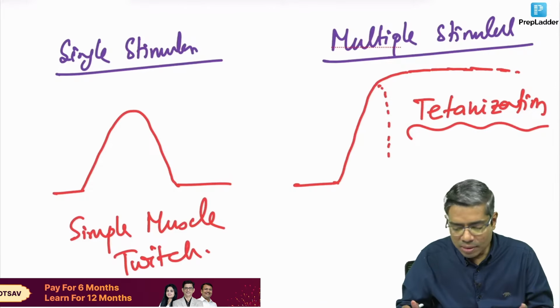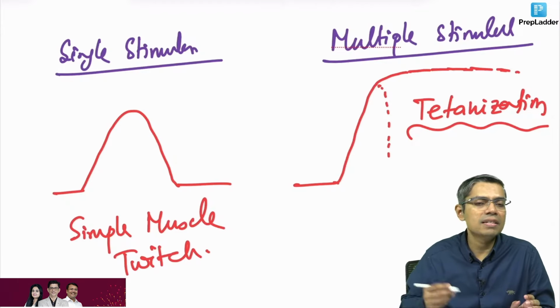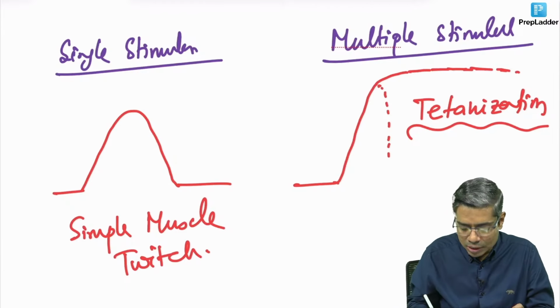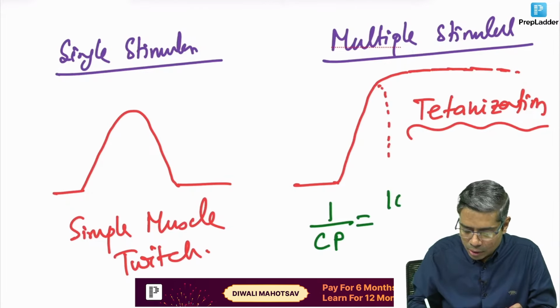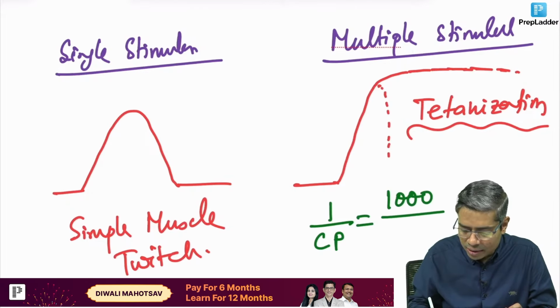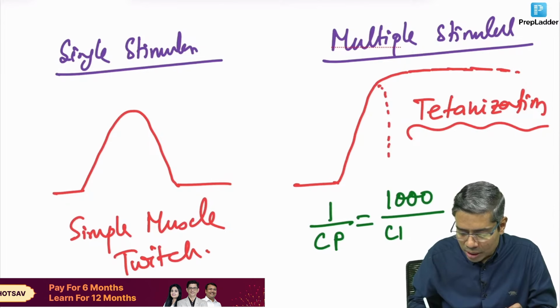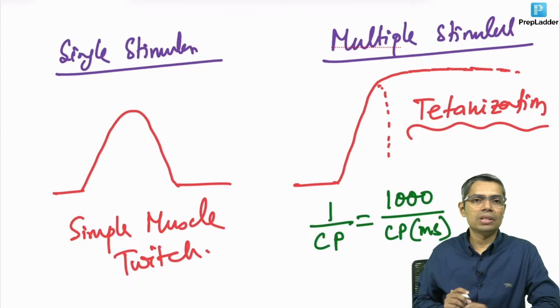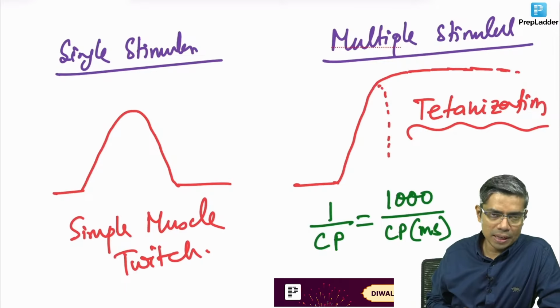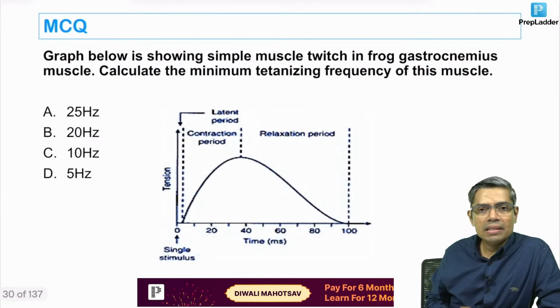So what is the formula for calculating this tetanizing frequency? The formula is 1 upon contraction period. 1 means 1 second. 1 second is 1000 millisecond, upon the duration of the contraction period in millisecond. So this is the formula that you have to remember. Okay. Now the graph that has been given.